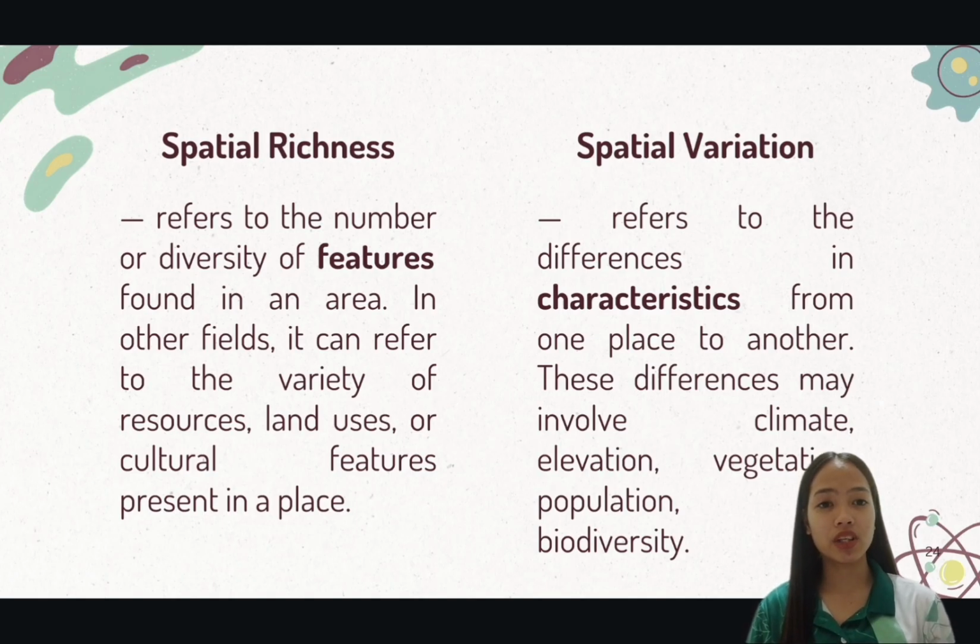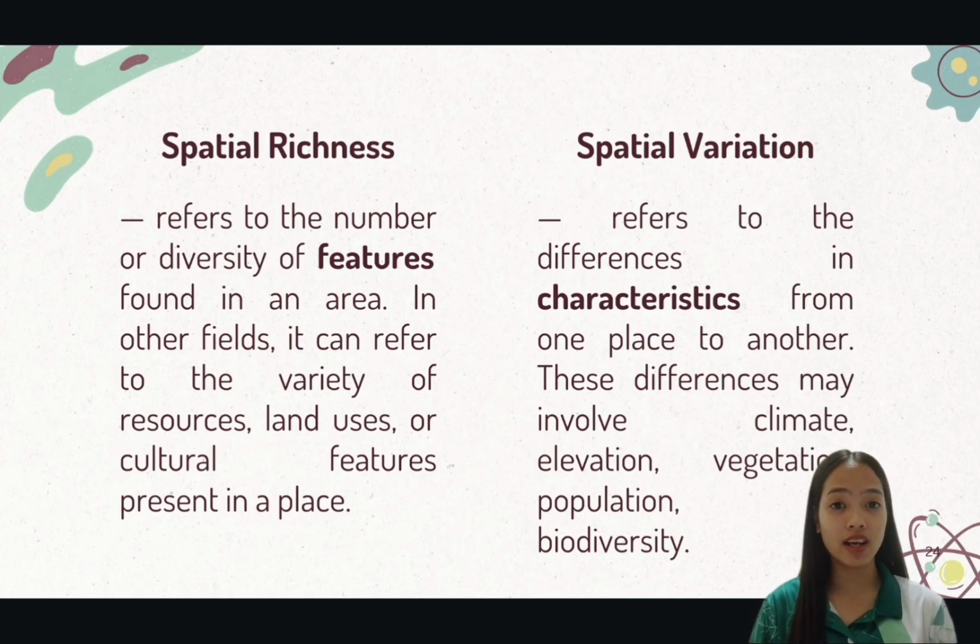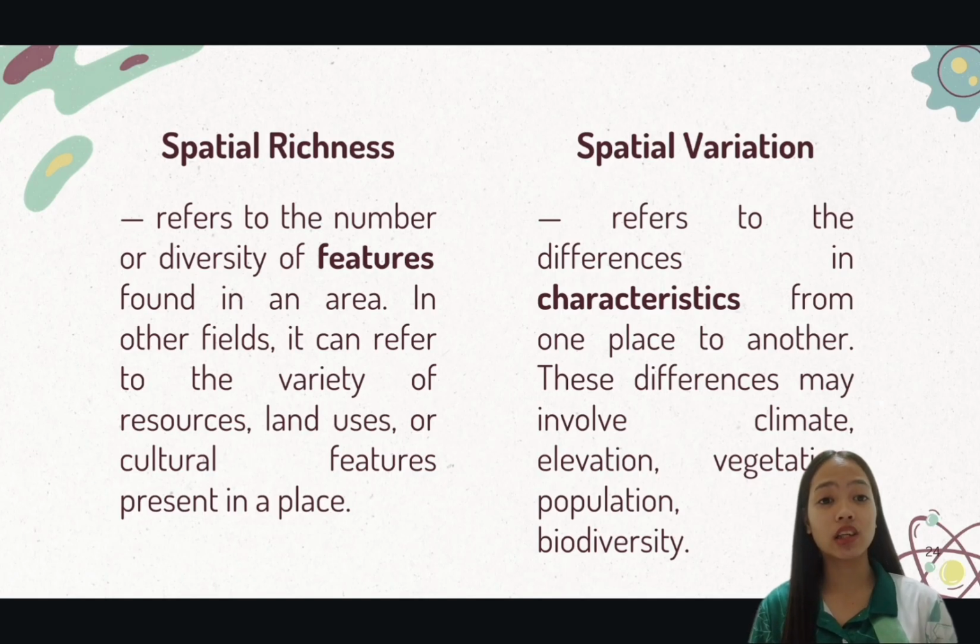These differences may involve climate, elevation, vegetation, population, or biodiversity. It explains why one area might have a lot of trees while another nearby area is urban. To sum it up, spatial richness is the number of different types of features, while spatial diversity is how those features are arranged.